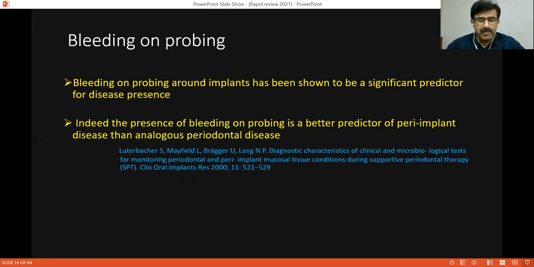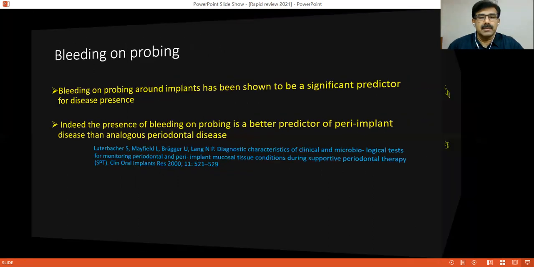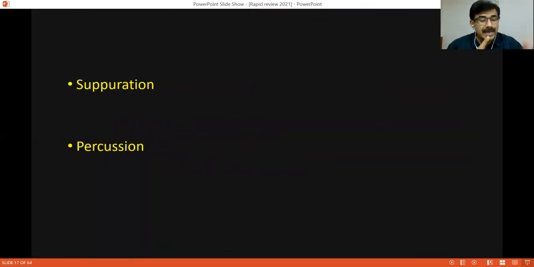Bleeding on probing. Whenever there is bleeding, it is a definite indicator that there is some sort of disease process happening over there, and it is a clear-cut sign of periimplantitis. In fact, one study says that the presence of bleeding on probing is a better predictor for periimplant disease than it is for periodontal disease. Suppuration. Whenever there is pus coming out from the periimplant pocket, it means that there is an underlying infection there. It is a clear-cut sign that there is periimplantitis, an active lesion there.